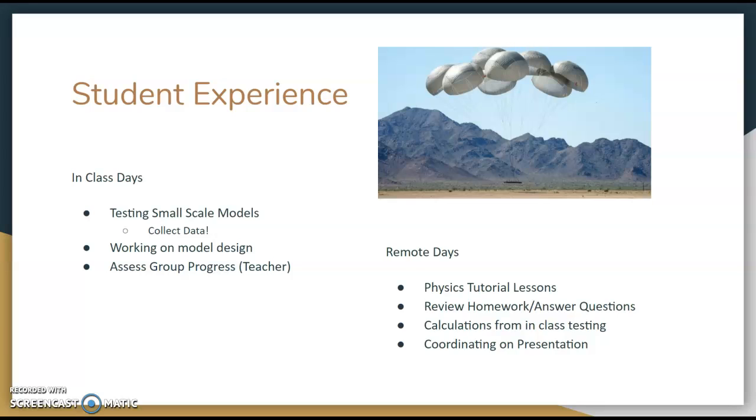For the remote days, the lessons were focused on the actual mathematics, the physics tutorial, assigning homework, going over that foundational element, as well as reviewing homeworks and helping students through the mathematics.